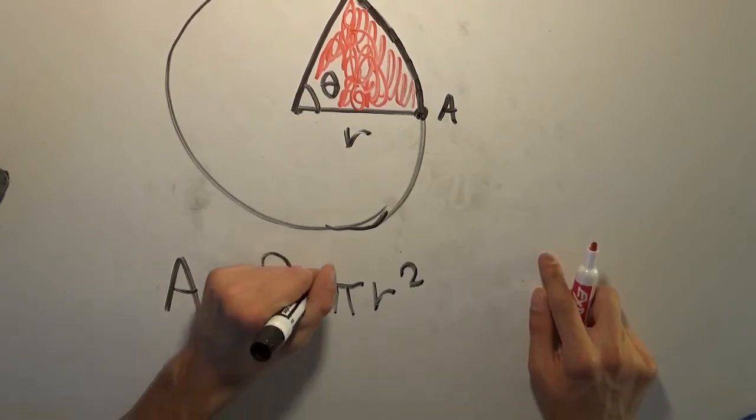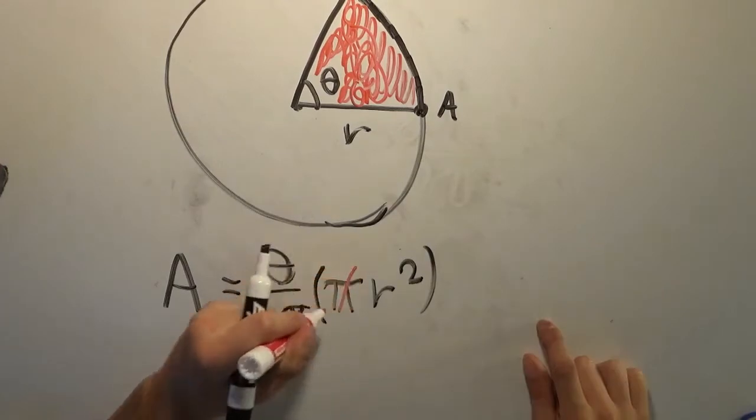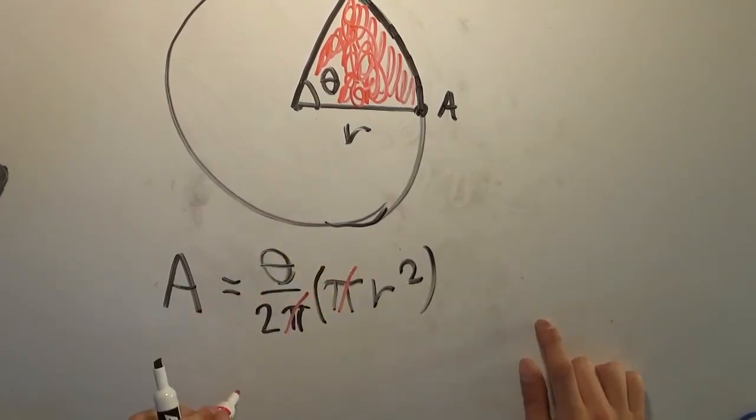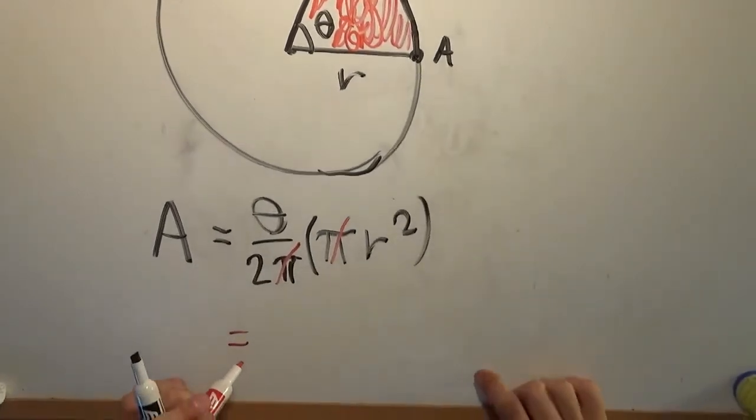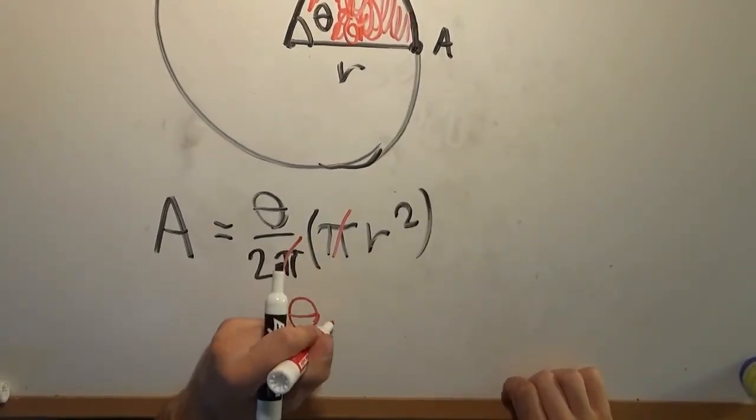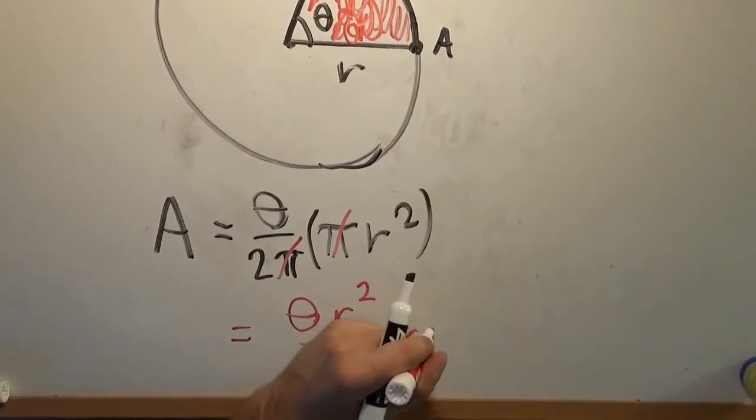Now we get a cancellation. It's not quite as nice. The pi's cancel, and we're left with this factor of 1/2, and we get that the area of the sector given theta and the radius is exactly equal to theta times r squared over 2. And this is in radians, by the way.